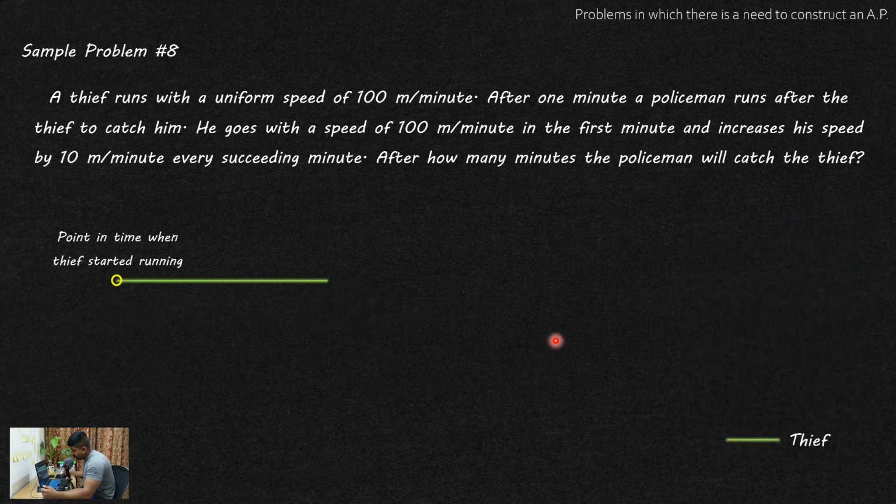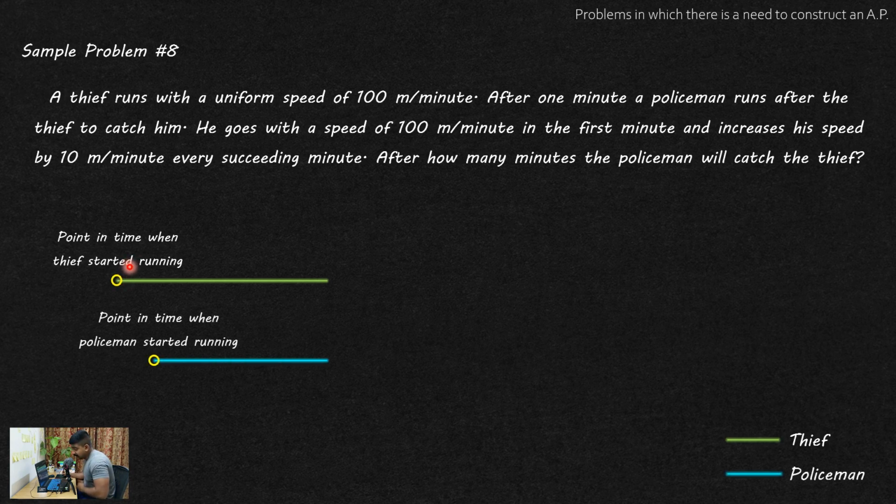So here, this green line represents the thief. This is the point in time where the thief started running. This is the point in time where the policeman started running. And this is the point in time where the policeman catches the thief.